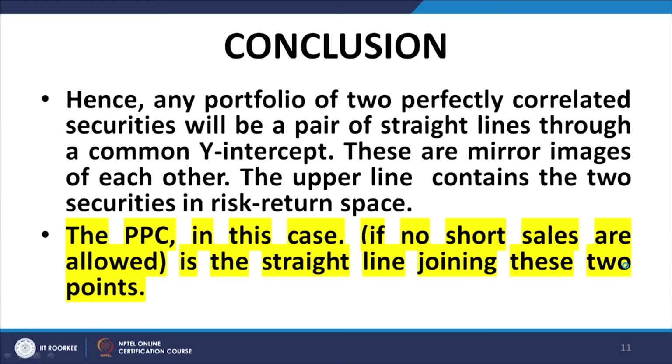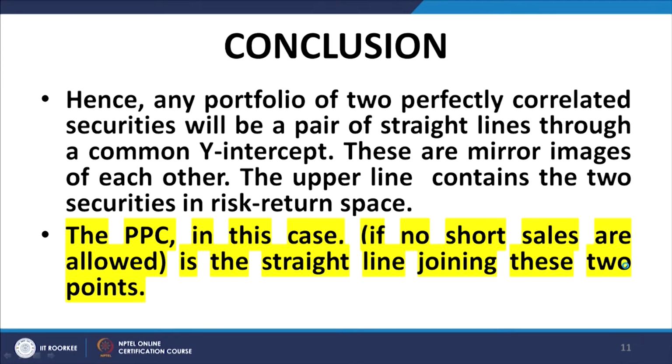And the conclusion as far as this situation is concerned, when we have two risky securities whose returns are perfectly correlated with each other, is that the portfolio of two perfectly correlated securities will be represented on a pair of straight lines in risk return space through a common y intercept, which represents the risk free rate. The two straight lines are mirror images of each other. The upper line contains the two securities in risk return space, and the portfolio possibilities curve in this region.